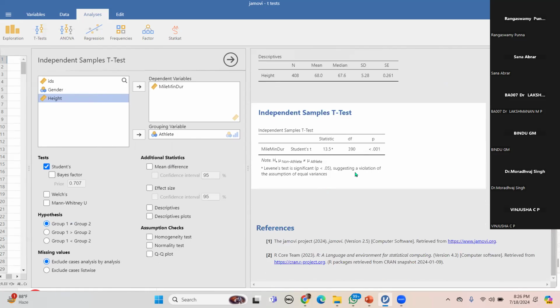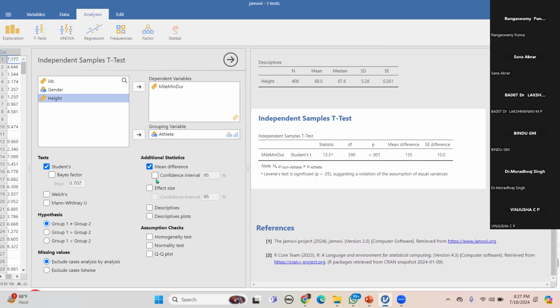Please look at the bottom. So right now we got the independent sample t-test result. We are conducting an independent sample t-test, which is already there by default. I want to understand the mean difference. Is there any difference between athlete and non-athlete? If there is a difference, how much difference do we have?